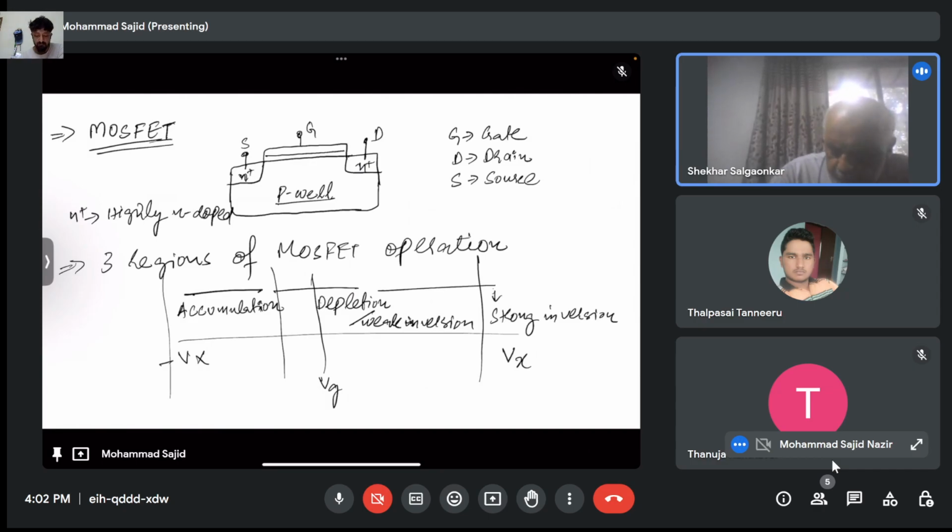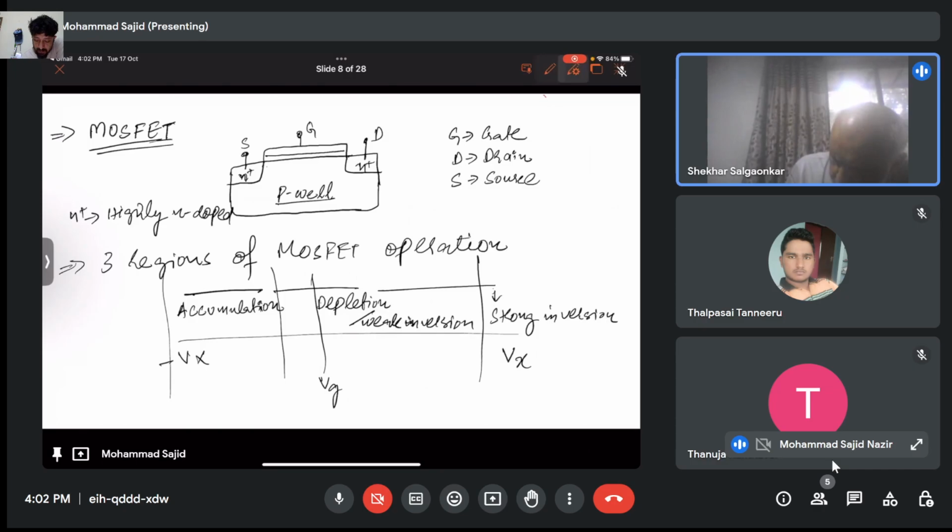Okay, so that means when you apply the voltage, you will create a channel here that will be of electrons, right? Yes. We have three regions of operation with the MOSFETs: accumulation, depletion or weak inversion, and strong inversion.